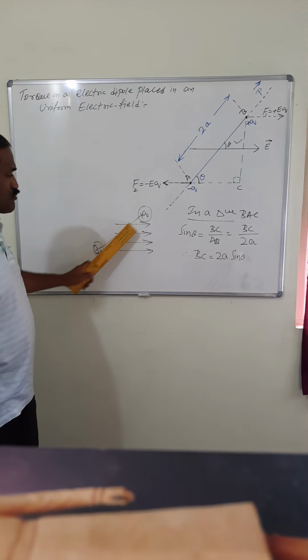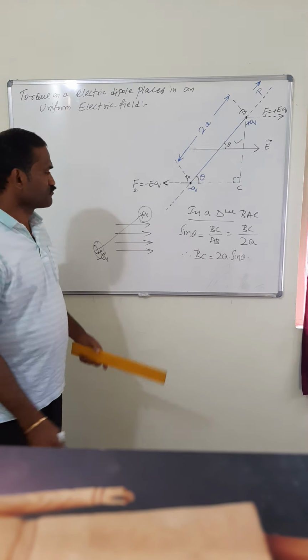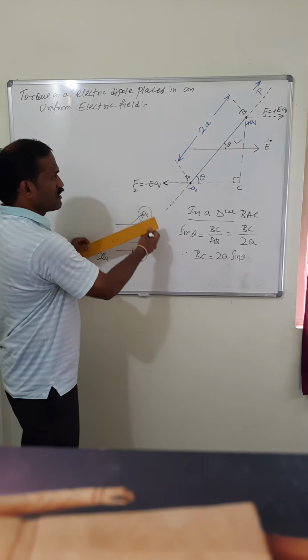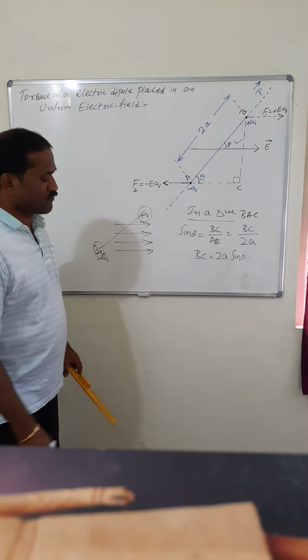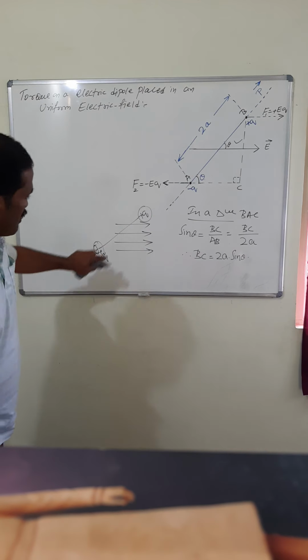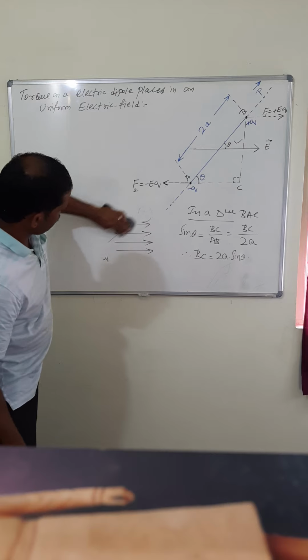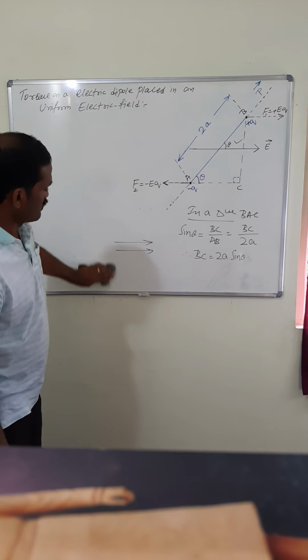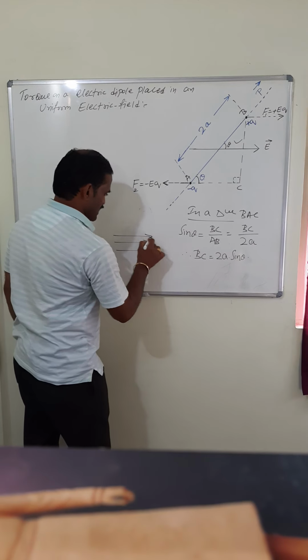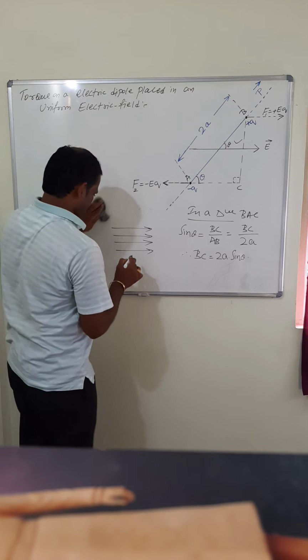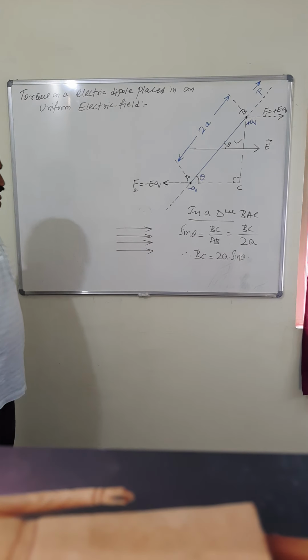When a dipole is placed in a uniform electric field, it will constitute a torque, or rotational effect. So this is how to represent a uniform electric field: electric field lines that are parallel and equidistant from each other is the representation of a uniform electric field.